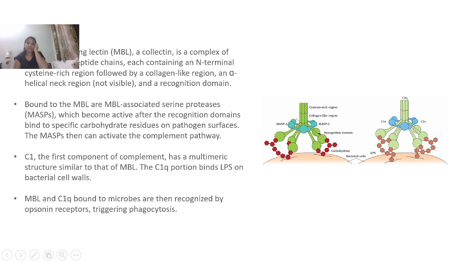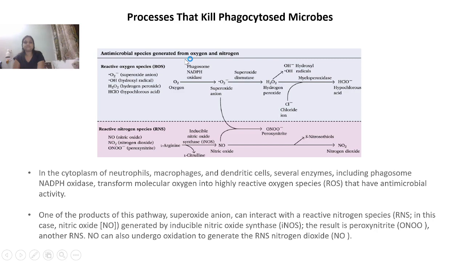So complement pathway I will teach next day. Complement also, when it gets activated, will bind and form a complex with the pathogen, and it can trigger phagocytosis or opsonization also. So here you can see how it is forming a complex and recognizing these surface molecules of the bacteria, and then it's triggering the complement pathway.